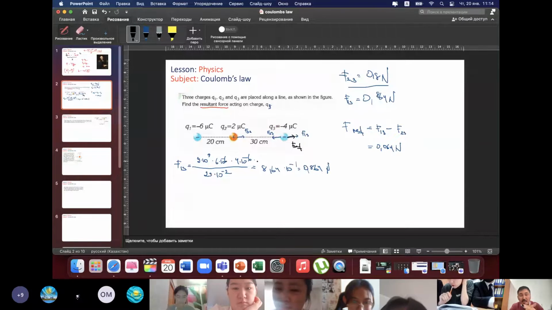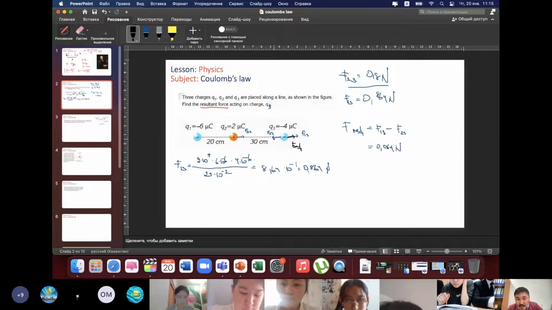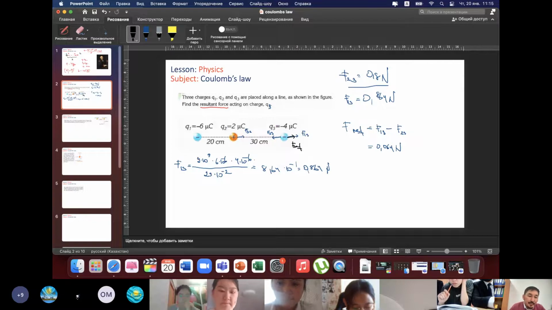So what's the logic? First of all, you draw the forces. If it is a repulsive force, it goes outside; if it is attraction, it goes inward. Then you calculate them. And of course, F net will be in the direction of the greater force. You subtract the smaller from the larger, and F net is in that direction. Okay, next one.